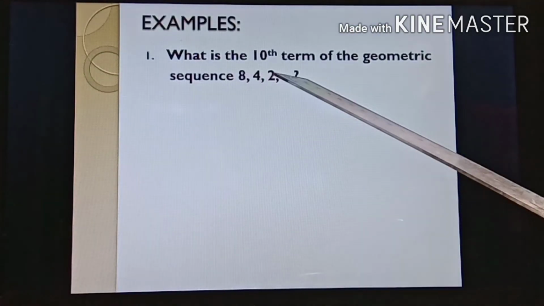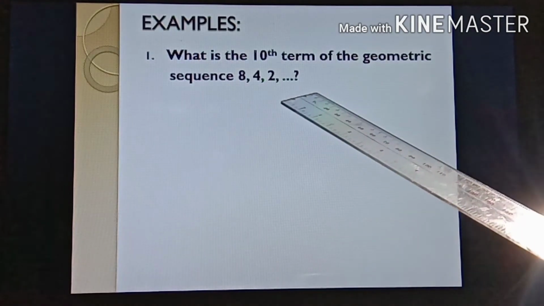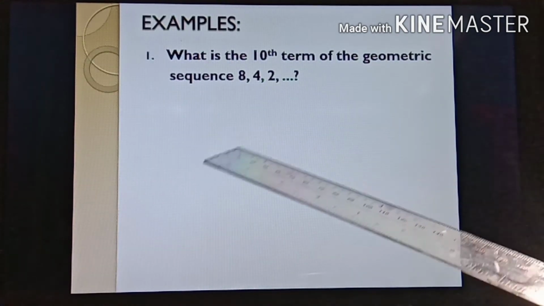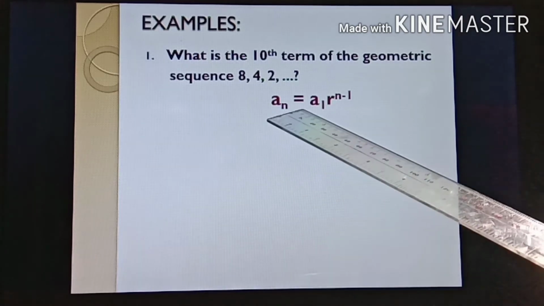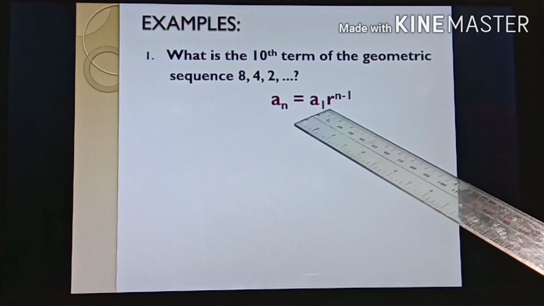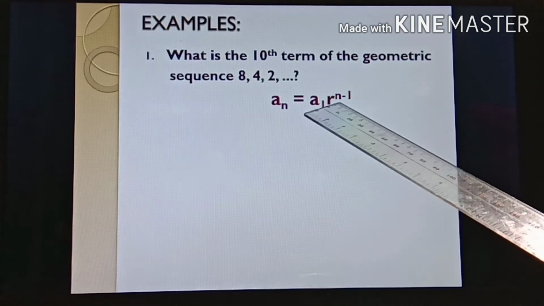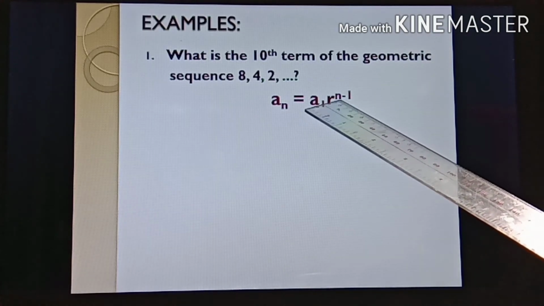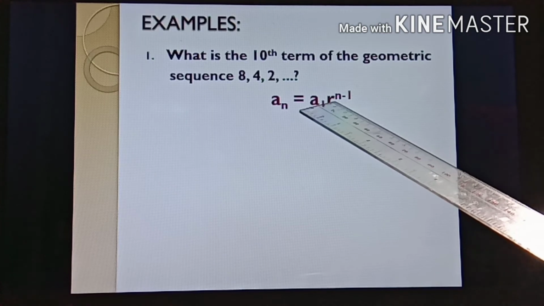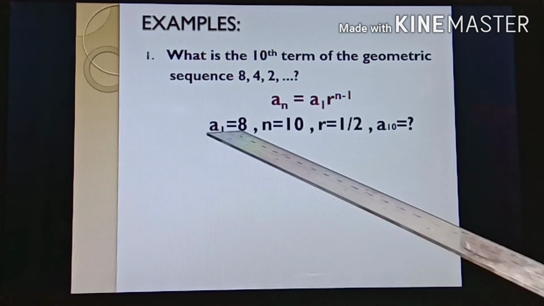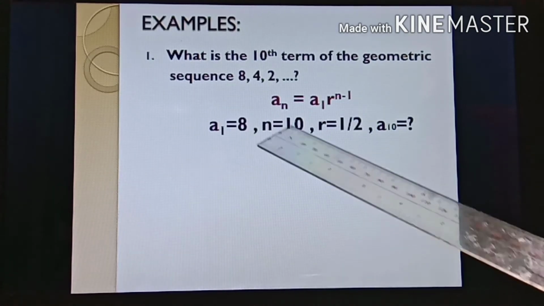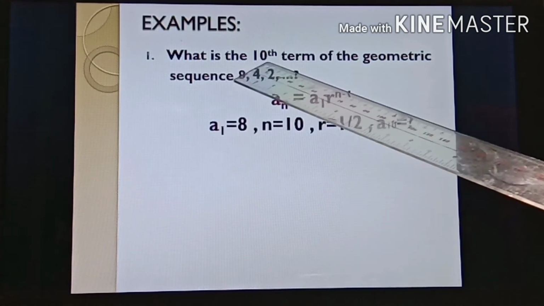So I have here an example. Example number 1, what is the 10th term of the geometric sequence 8, 4, 2, and so on and so forth? So we are going to find the 10th term. So the formula, a sub n is equal to a sub 1 times r raised to the n minus 1 power. First thing we have to do is find the value of a sub 1, r, and n. So our a sub 1 is 8 because the first term here is 8. Then n is 10 because we are going to find the 10th term.